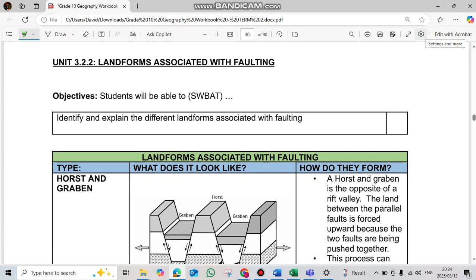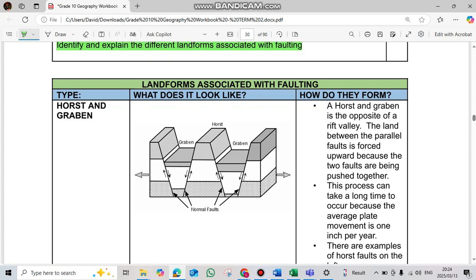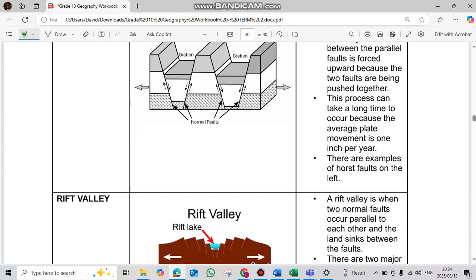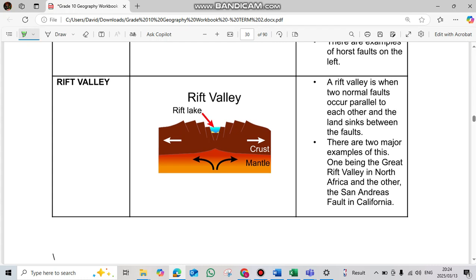In this lesson, we're going to be looking at landforms that are associated with faulting. So your lesson objective then is you should be able to identify and explain the different landforms associated with faulting. So I'm quickly going to move past Horst and Graben to start with Rift Valley.